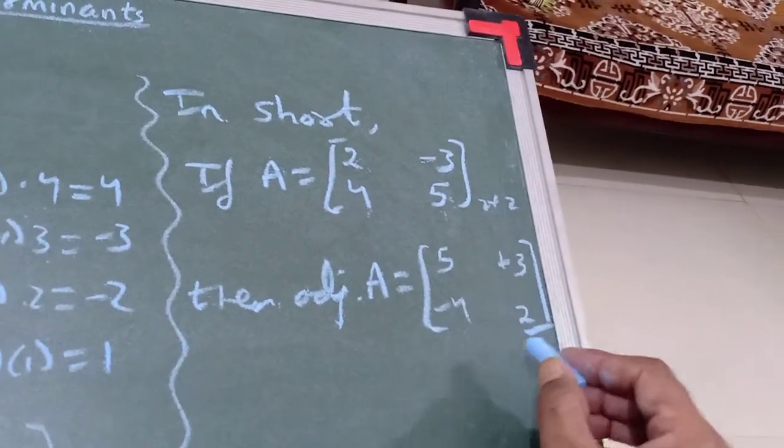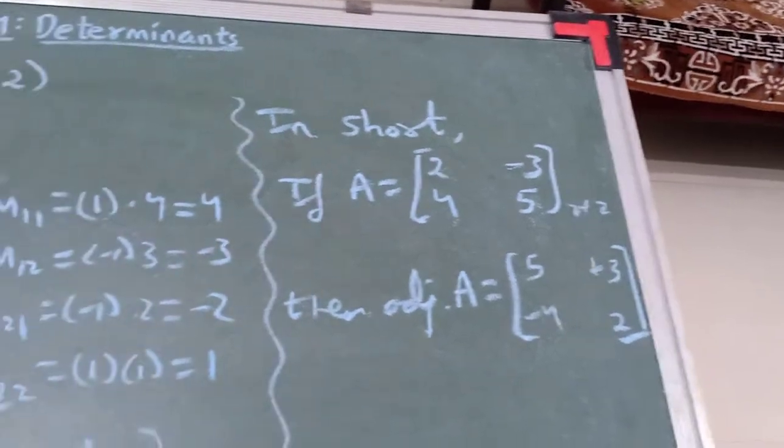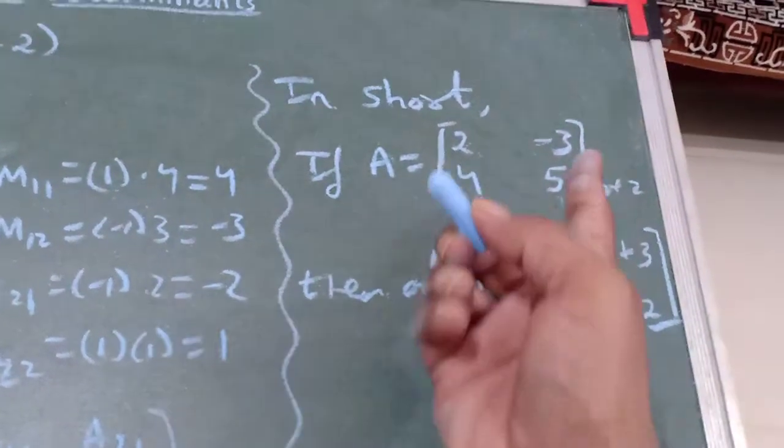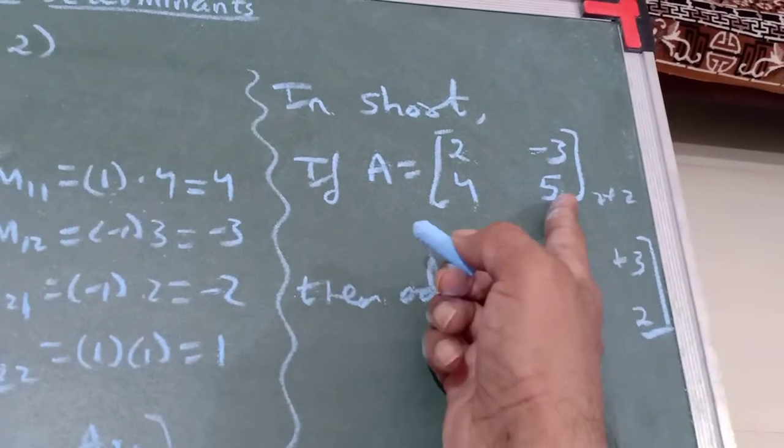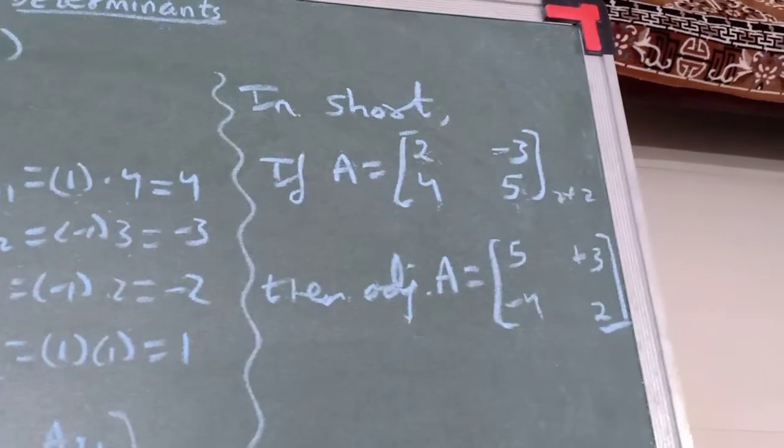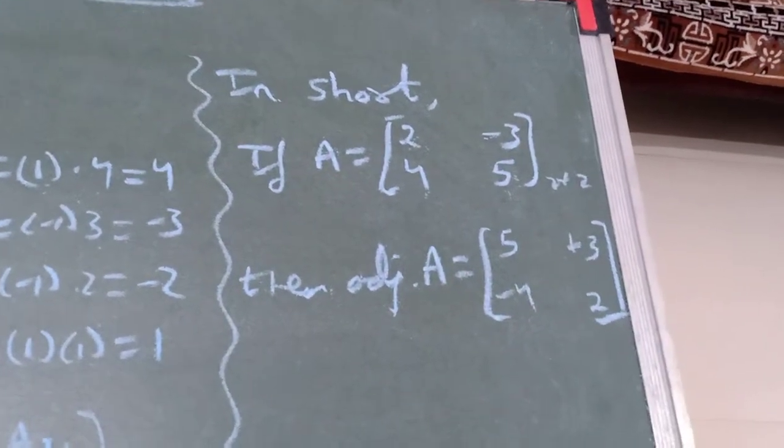So how to find the adjoint of a 2 cross 2 matrix? In short, just interchange the principal diagonal elements and interchange the sign of the secondary diagonal elements.